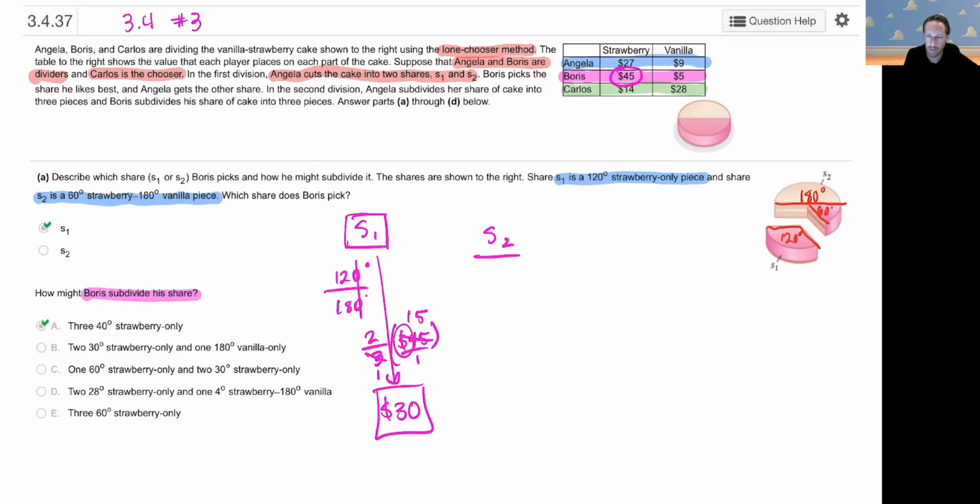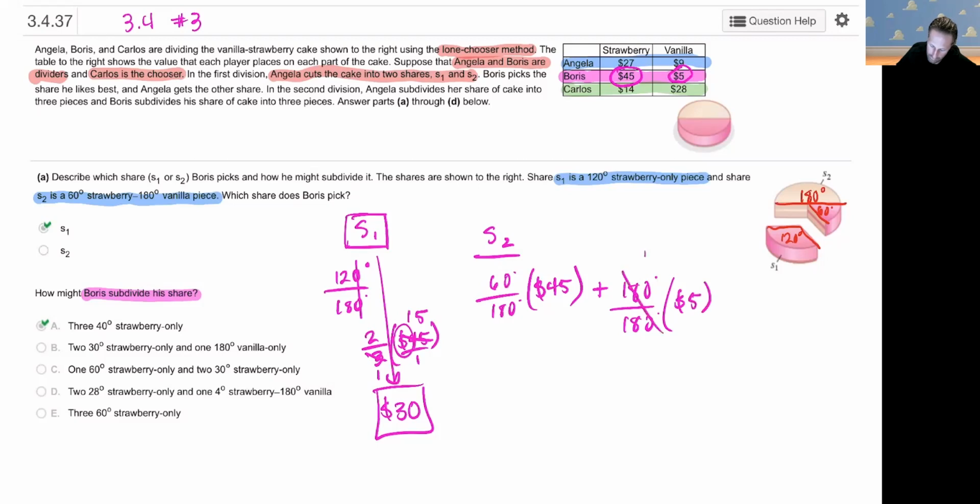$30. Now S2 on the other hand has two parts, right? It has the 60 out of 180 for the strawberry, which remember was valued at a total of $45, plus he also has 180 out of 180 of the vanilla, which obviously just equates to 1, and he valued the vanilla at $5.